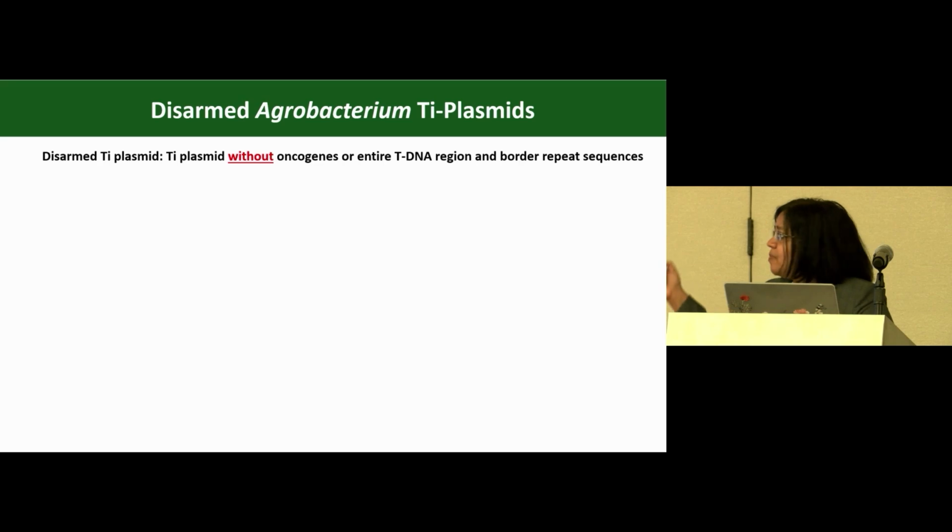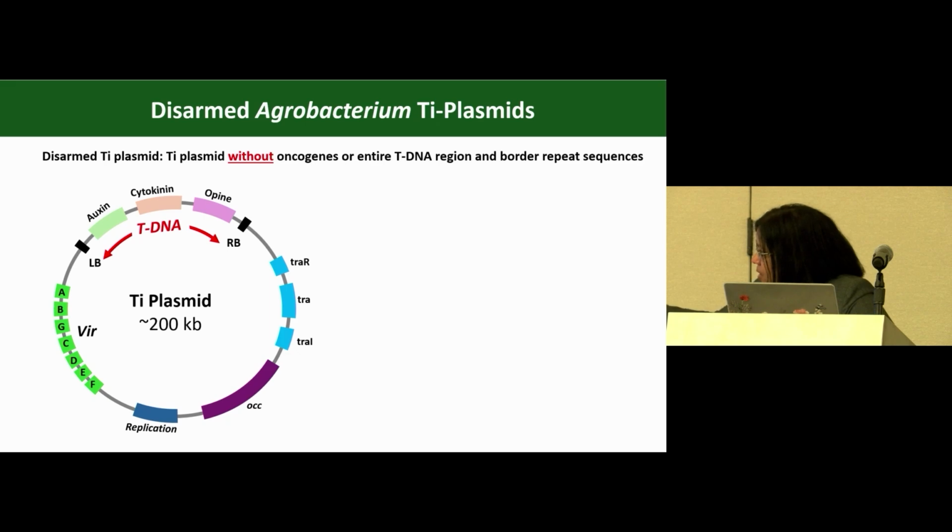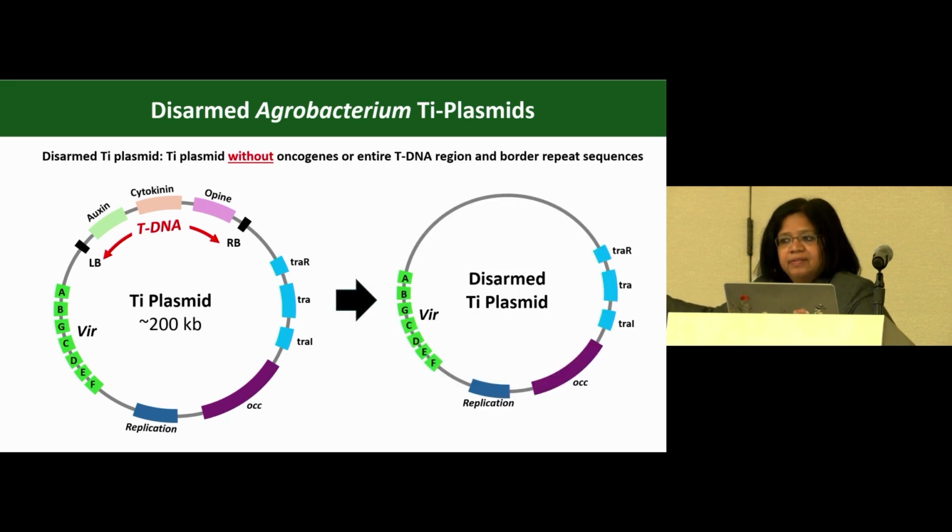So what is the disarmed Agrobacterium strain? It is an Agrobacterium strain containing a Ti plasmid which is without oncogenes, or the Ti plasmid without any tDNA or the border repeats. So if this is what the wild type Ti plasmid looks like, then disarmed would look like this, just to simplify.